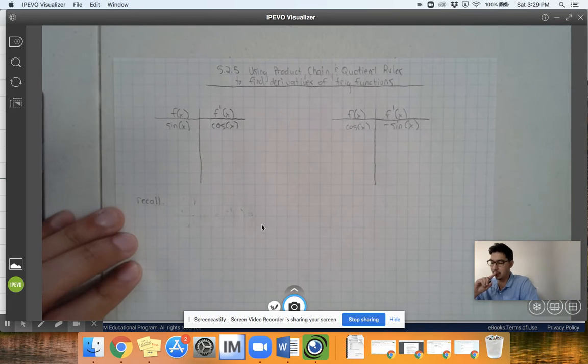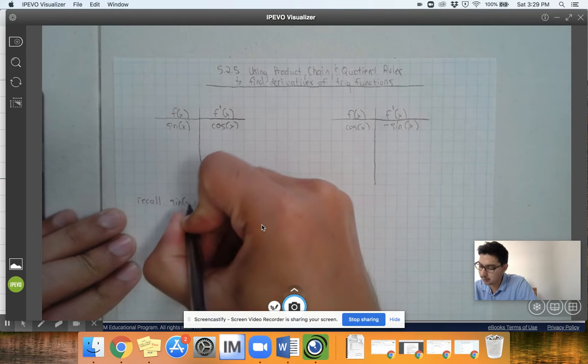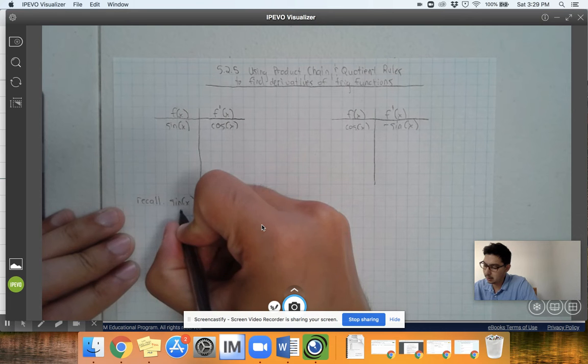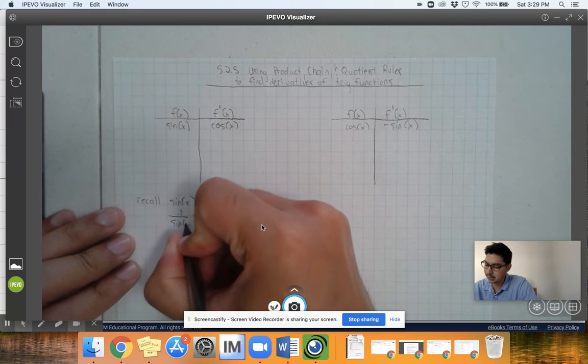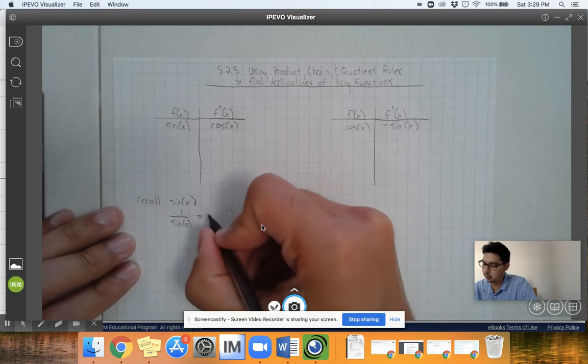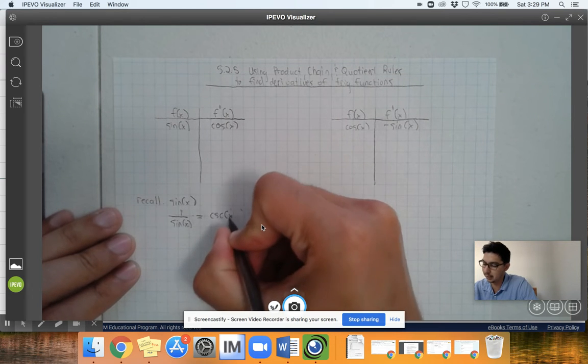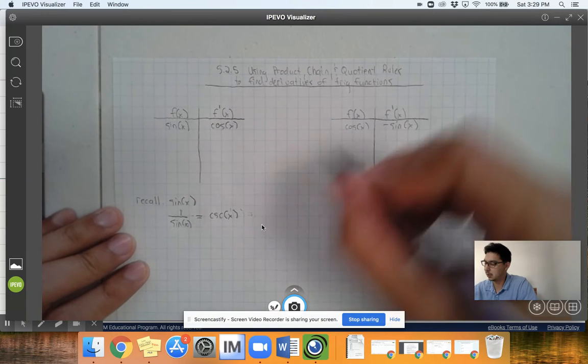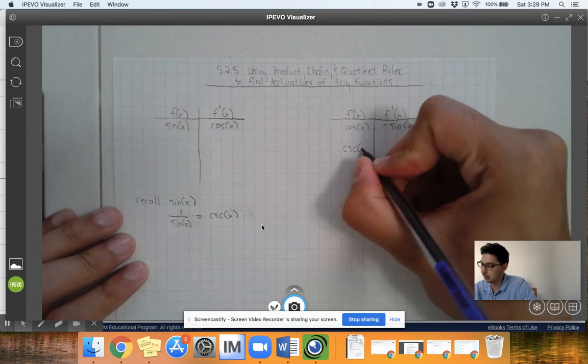Now, what are the other trig functions to help you remember? So recall that if there's sine of x, well, the reciprocal, 1 over sine of x, has a name, and that is equivalent to cosecant of x. Okay, so I'm going to add that to the table over here.